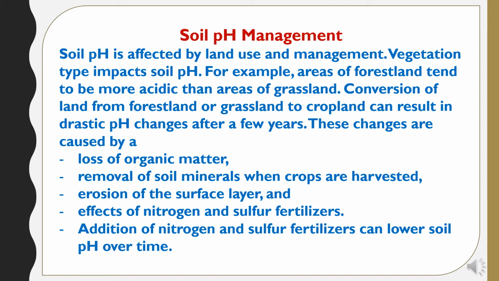These changes are caused by a loss of organic matter, removal of soil minerals when crops are harvested, erosion of the surface layer, and effects of nitrogen and sulfur fertilizers. Addition of nitrogen and sulfur fertilizers can lower soil pH over time.